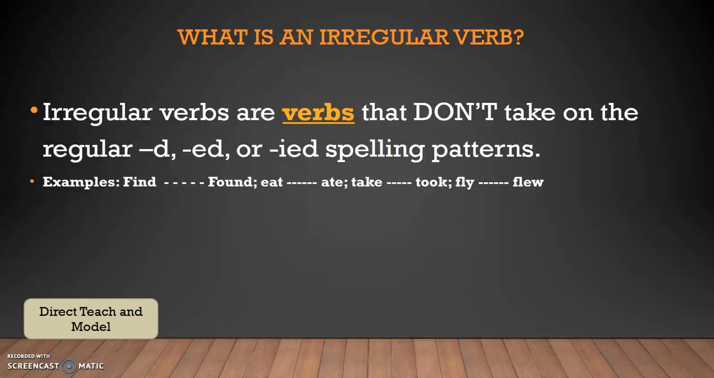So what is an irregular verb? Irregular verbs are verbs that don't take on the regular D, ED, or IED spelling patterns. Let's read the examples together. Read, find, found. Eat, ate. Take, took. Fly, flew. Notice how none of these words have taken on the regular add a D or ED or IED spelling patterns.